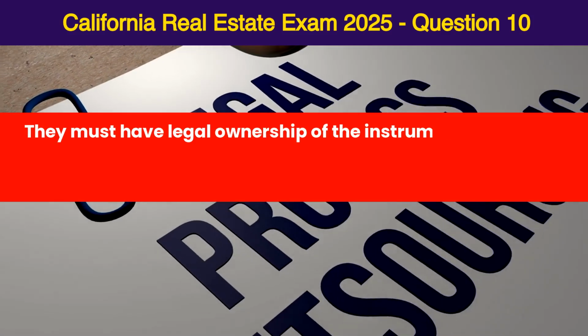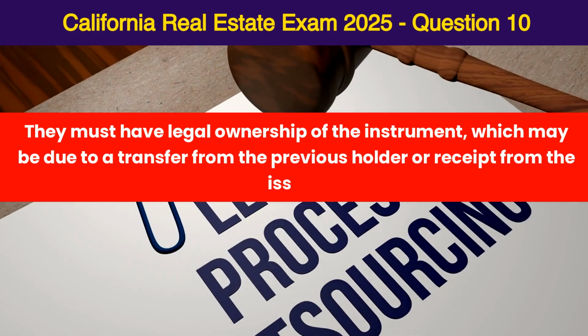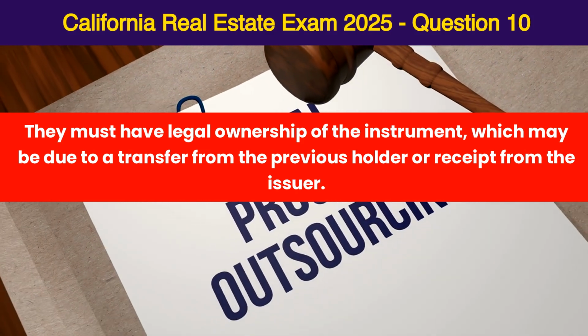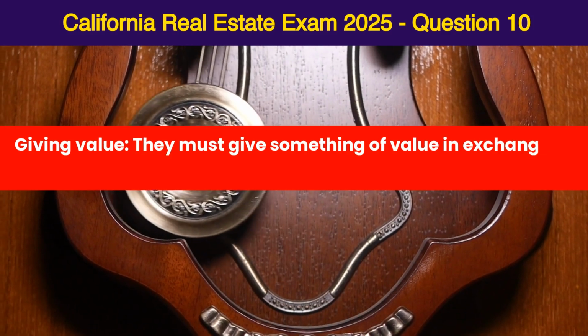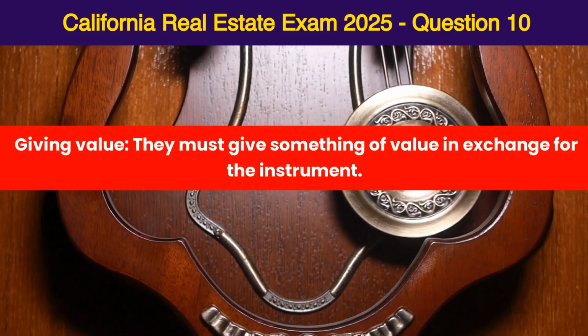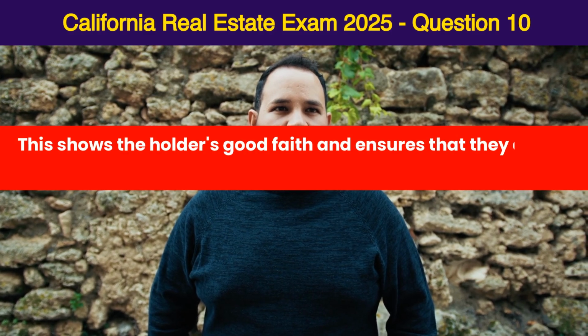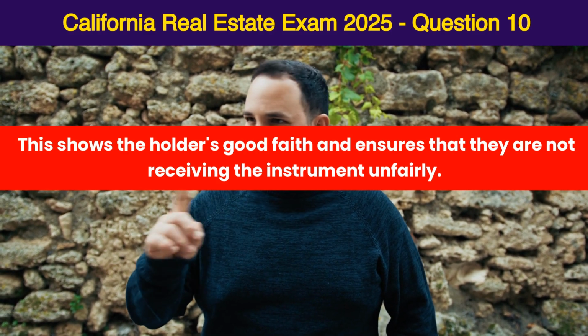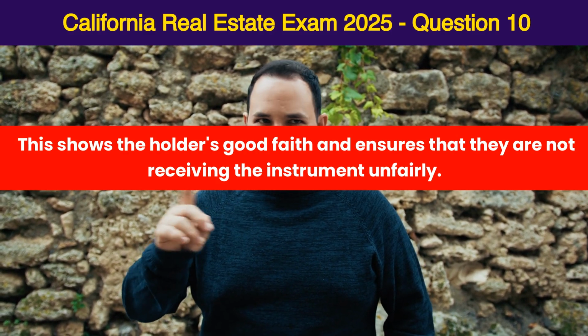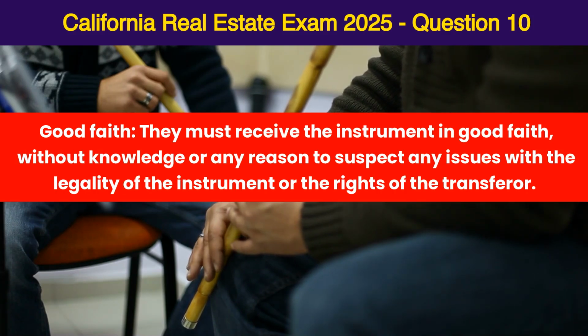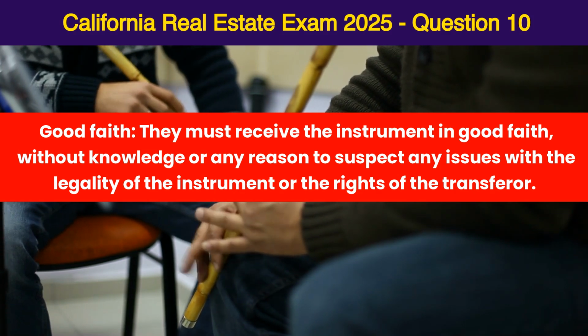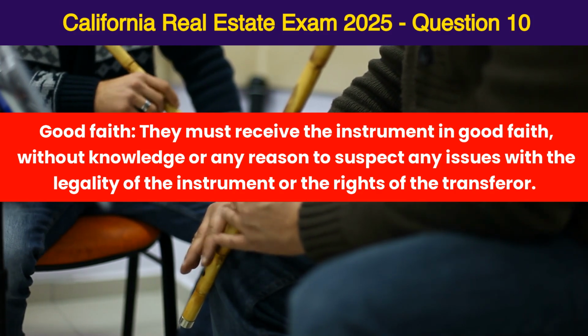They must have legal ownership of the instrument, which may be due to a transfer from the previous holder or receipt from the issuer. Giving value. They must give something of value in exchange for the instrument. This shows the holder's good faith and ensures that they are not receiving the instrument unfairly. Good faith. They must receive the instrument in good faith, without knowledge or any reason to suspect any issues with the legality of the instrument or the rights of the transferor.